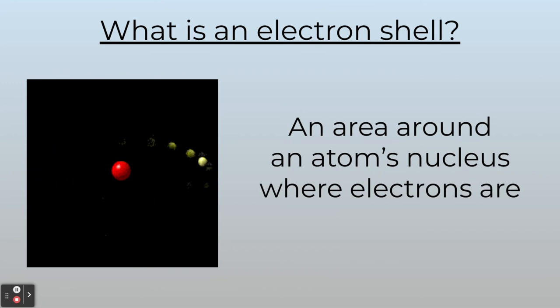We're going to be talking about something called electron shells. So, an electron shell is a word for just the area around an atom's nucleus. So if this was an atom, this red part in the middle, that's where all the protons and neutrons are at. Okay, that's the nucleus. And the electron shell is just this area where we see this little electron whizzing around.